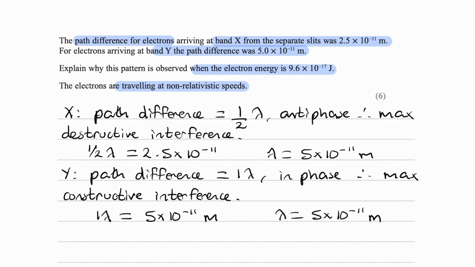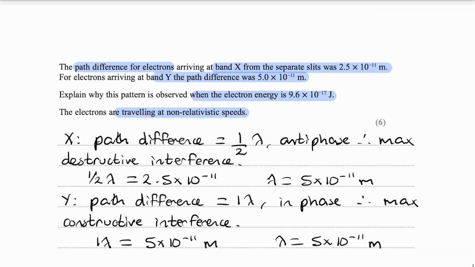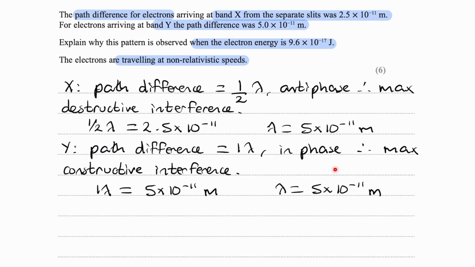Okay, so that's half of the question done. The other half of this 6 marker is to discuss this sentence over here. Explain why this pattern is observed when the electron energy is this. So, if this diffraction pattern over here requires a wavelength of 5 times 10 to the minus 11 meters to exist, does this electron energy correspond to that? So that's the second half of this question. It's working out the de Broglie wavelength of this electron energy over here.